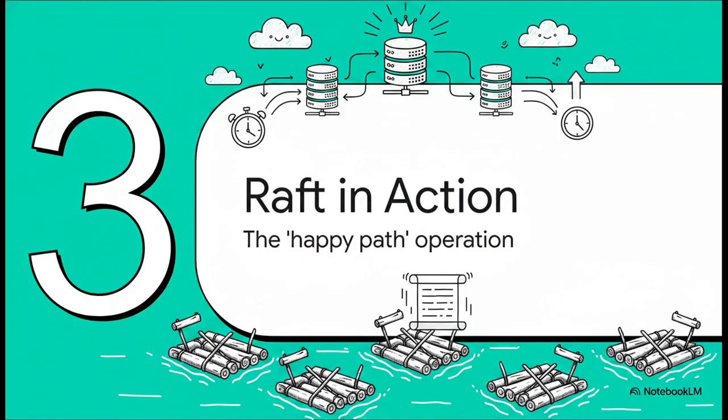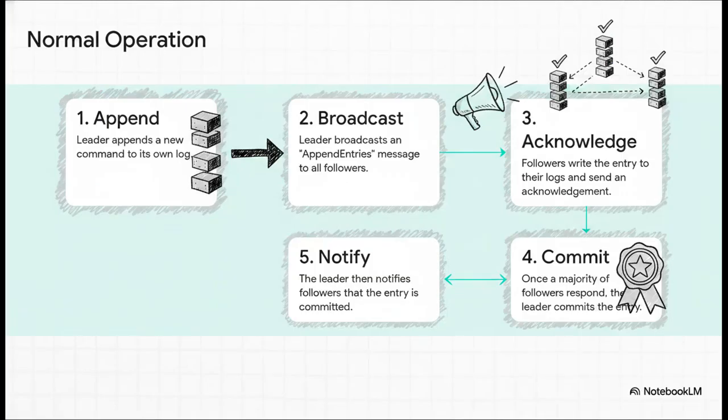Let's see what happens on a good day, the happy path, when everything is working just right. So here's how it plays out step by step. First, a client sends a command and the leader just adds it to its own log. Second, it sends out an append entries message to all the other servers, which we call followers. Third, the followers get the message, add the entry to their logs, and send back a little got it acknowledgement. Fourth, and this is the magic moment, as soon as the leader hears back from a majority of the followers, it knows the entry is safe, and it commits it. Finally, it just lets all the followers know that, hey, this entry is officially committed.